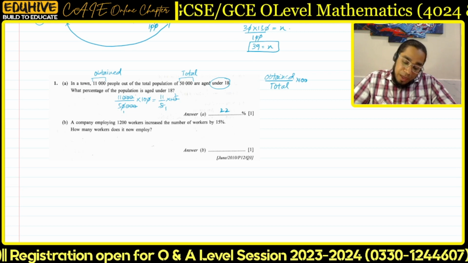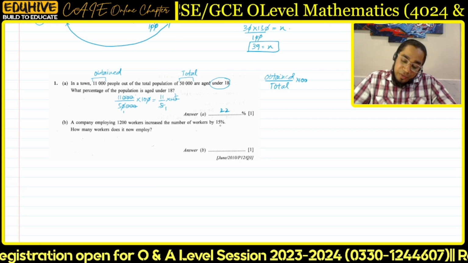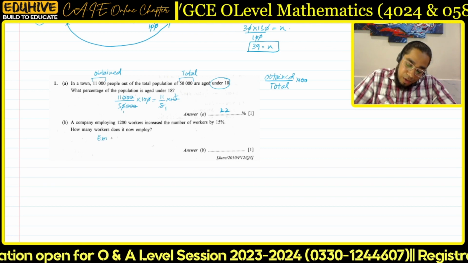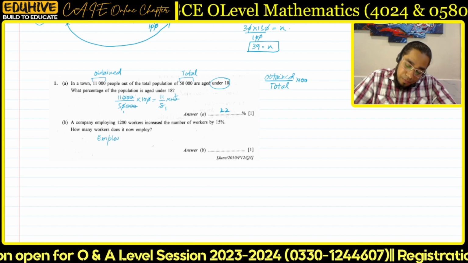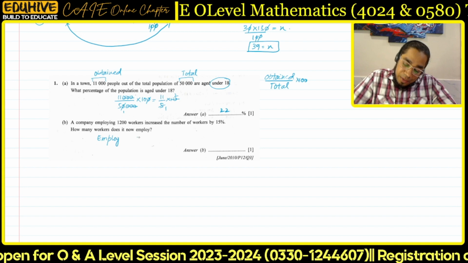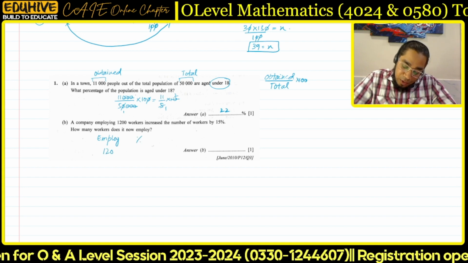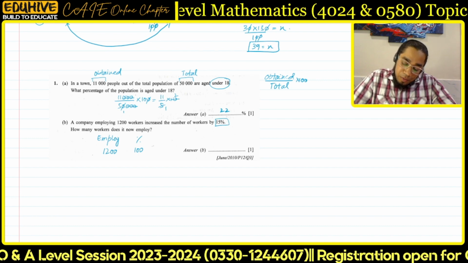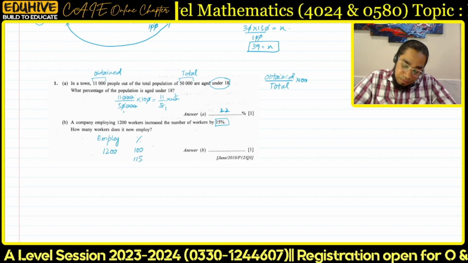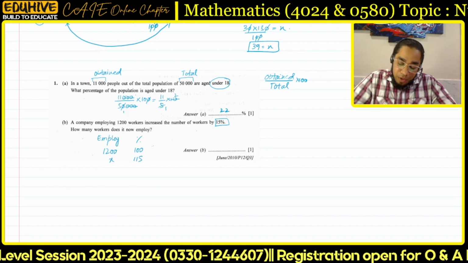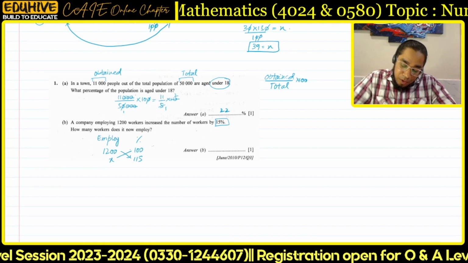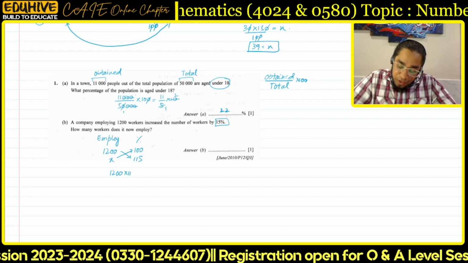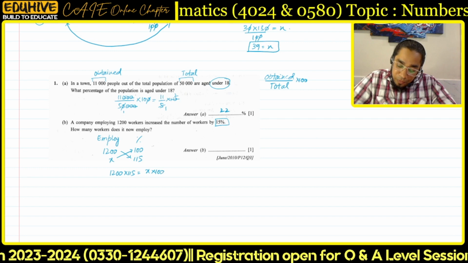Okay. A company employing 1200 workers increased the number of workers by 15%. How many workers does it now employ? So here we can write the number of employee over here, and as well as the percentage over here. So I can say that 1200 employees are completely 100%, and when I'm going to increase that amount by 15%, so it's going to be 115, and I do not know the condition that how many employees would we have. So I'm going to cross multiply this. I'm just increasing the percentage. It's going to be 1200 into 115, and it will be x into 100 over it.